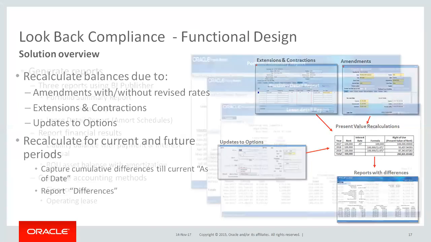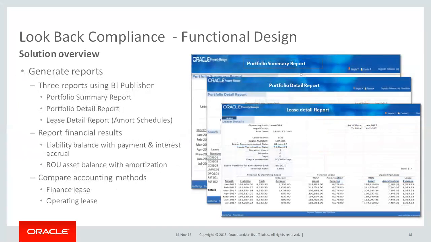How do we do that? So these are the 3 reports that I was talking about. The lease detail report works at a lease level. It is very detailed. We would provide you with all the amortization schedules and we will explain how we arrived at these numbers. That's a very detailed report. The other two reports are at the portfolio level, at the operating unit level, and they give you some very high level summarized numbers. I will be showing you these reports as well very soon.